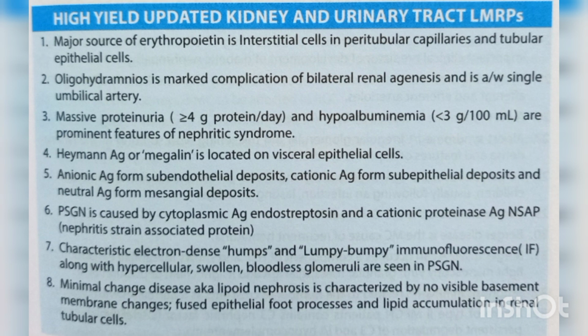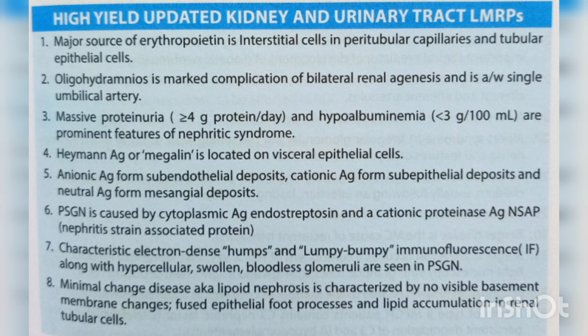Heymann antigen or megalin is located on visceral epithelial cells. Anionic antigens form subendothelial deposits, cationic antigens form subepithelial deposits, and neutral antigens form mesangial deposits. PSGN is caused by the cytoplasmic antigen endostreptosin and a cationic proteinase antigen, NSAP, nephritis strain associated protein. Characteristic electron dense humps and lumpy bumpy immunofluorescence along with hypercellular, swollen, bloodless glomeruli are seen in PSGN.